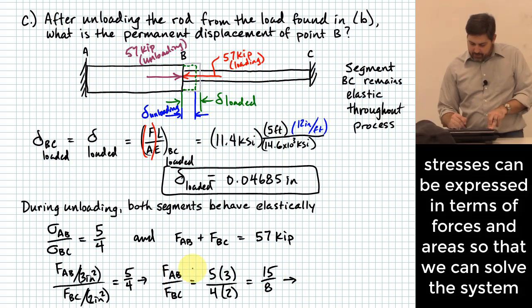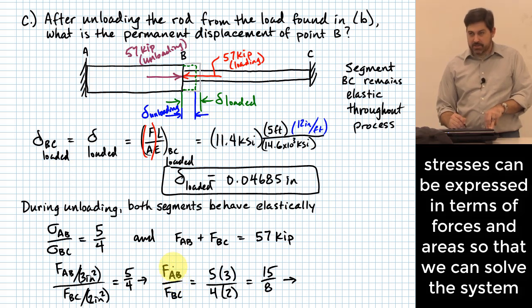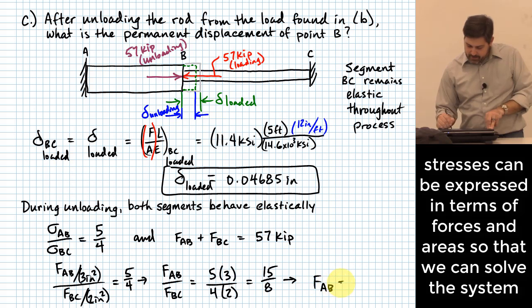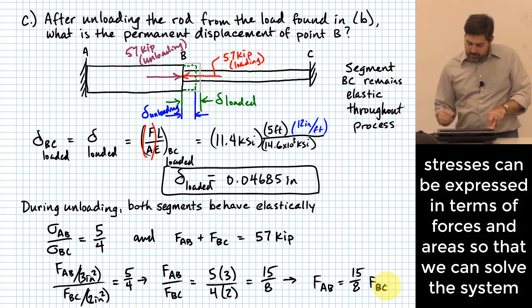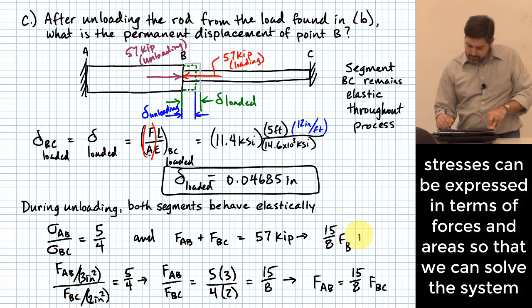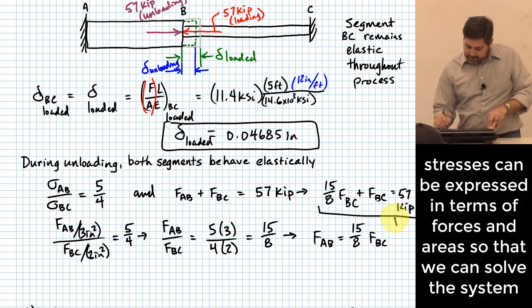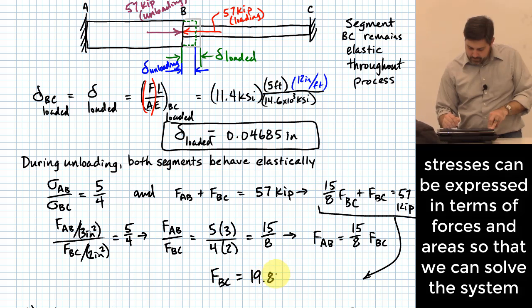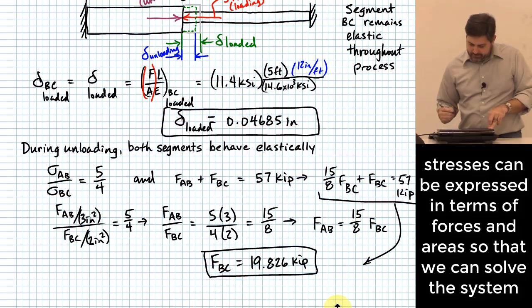So to get that, let's say that I want to eliminate AB and express it in terms of BC. Okay, so let me say that I rewrite this as FAB is equal to 15/8 FBC, right? Which means I can rewrite this equation like what? 15/8 FBC plus FBC is equal to 57 kips. All of that basically can be solved, and we find that FBC is going to be equal to what? I get 19.826 kips.